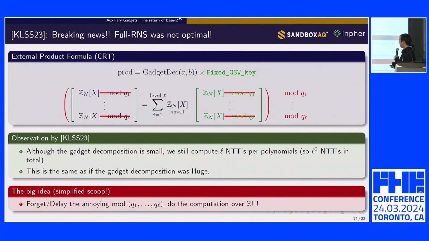So yes, that's how they managed to fix the CRT RNS by doing L times less DFTs during the online phase. So yes, mod Q1, ..., mod QL was annoying. Let's delay it to the end and amortize it.